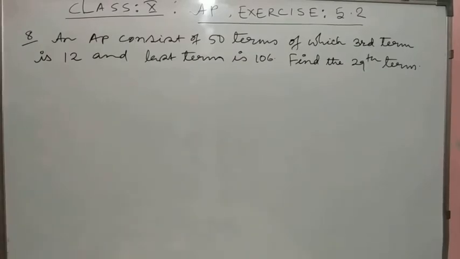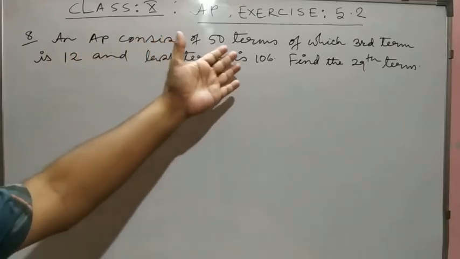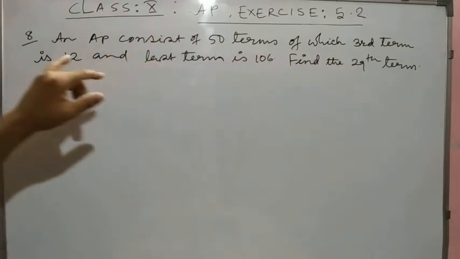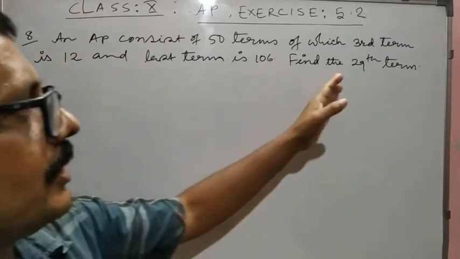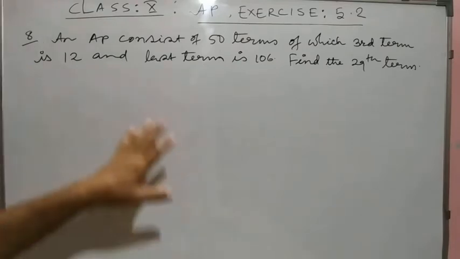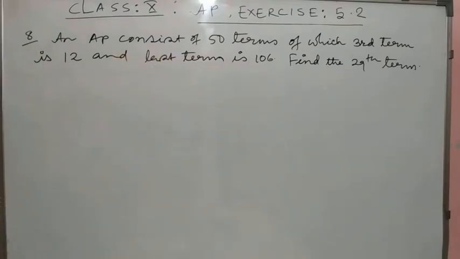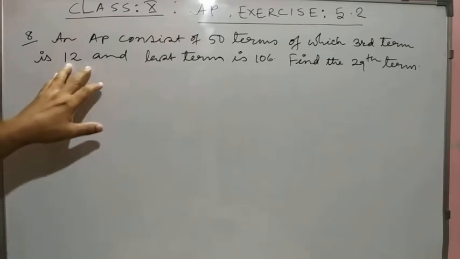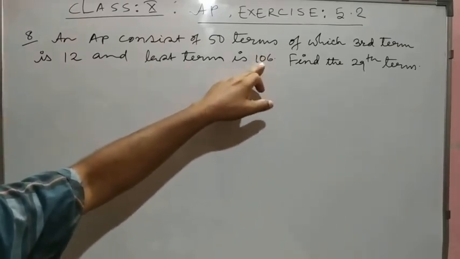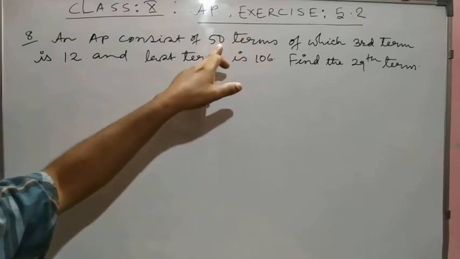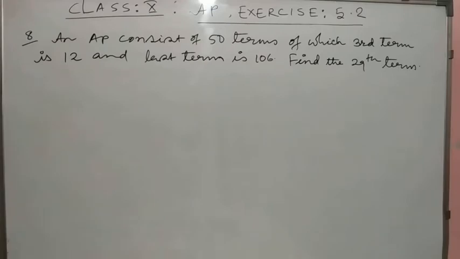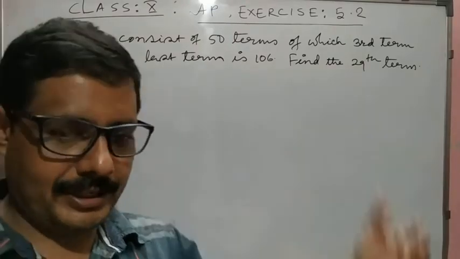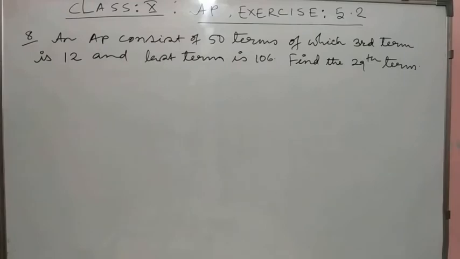Now see question number 8. An AP consists of 50 terms, of which the third term is 12 and the last term is 106. Find the 29th term. There are 50 terms total, so the last term is in the 50th position, so the 50th term will be 106. We have to find the 29th term, so let us first find the first term and common difference.